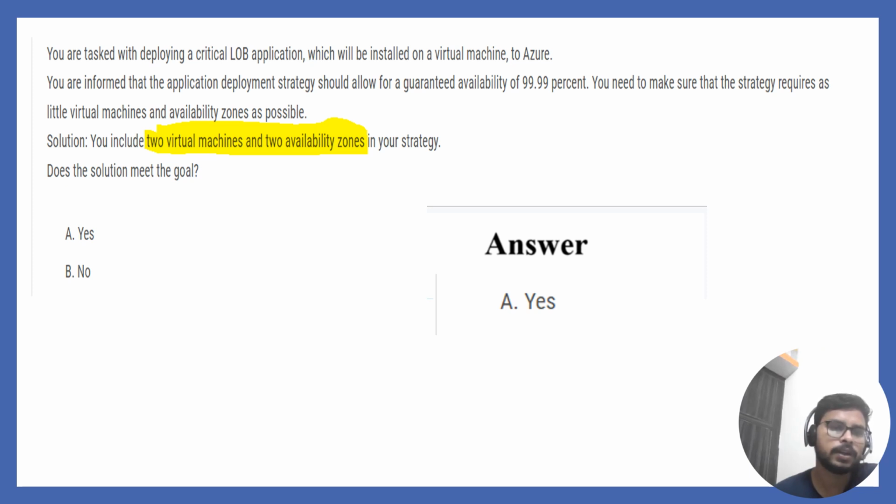Again, they have asked: you have been informed that the application deployment strategy should allow for guaranteed availability of 99.99%, and you need to make sure that the strategy requires as few virtual machines and availability zones as possible. So you include two virtual machines and two availability zones as a solution. Will this meet the goal? Yes, it will, as per the requirement only. So the answer here will be yes only.